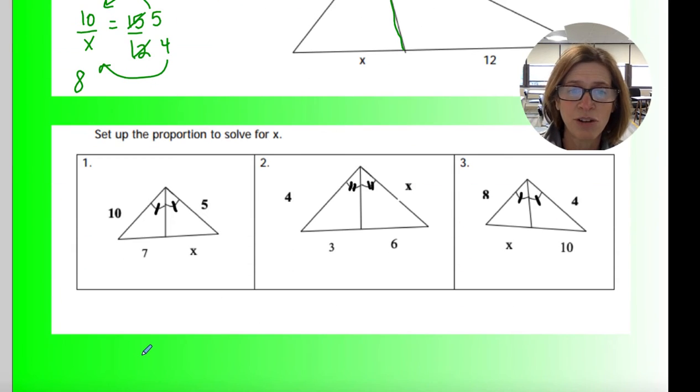All right, your turn. I want you to set up a proportion to solve for x for all three of these, and then come back and let's test it out.